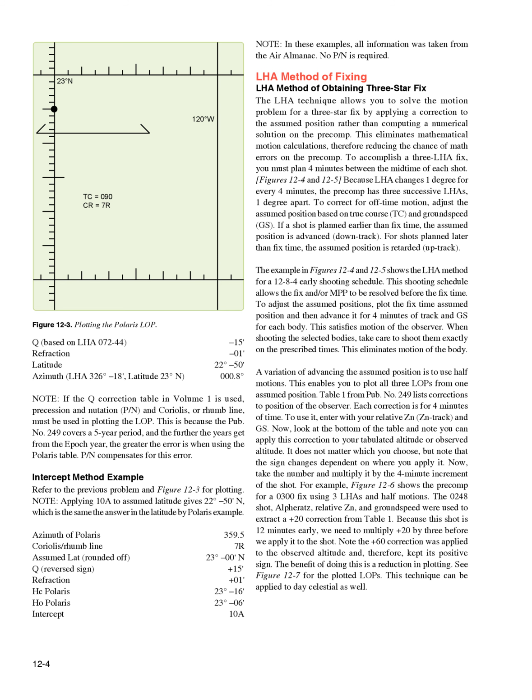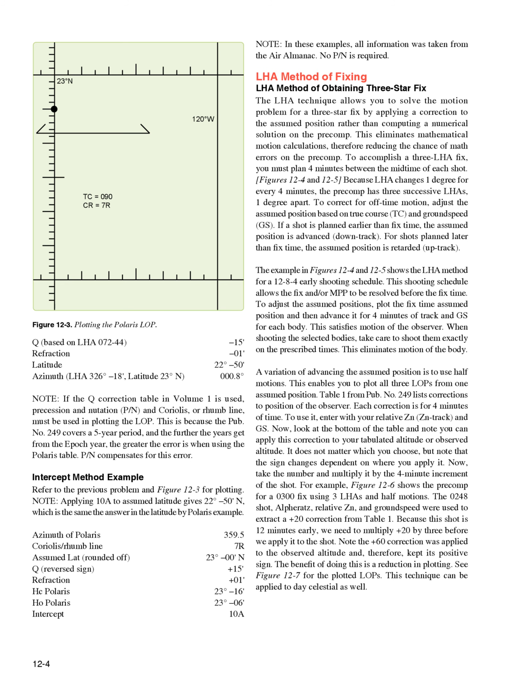The example in figures 12-4 and 12-5 shows the LHA method for an early shooting schedule. This shooting schedule allows the fix and/or MPP to be resolved before the fixed time. To adjust the assumed positions, plot the fixed time assumed position and then advance it for 4 minutes of track and Gs for each body. This satisfies motion of the observer. When shooting the selected bodies, take care to shoot them exactly on the prescribed times. This eliminates motion of the body.